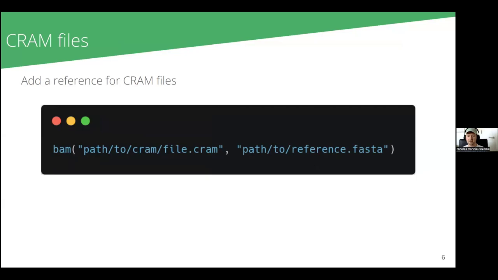For CRAM files, you also need to specify a reference. You can supply a file path on your system, or you can use a remote URL from like a GitHub repository or somewhere else. As far as I know, the cloud storage hosting does not work for that, but that can maybe be added later if that's really something people want.